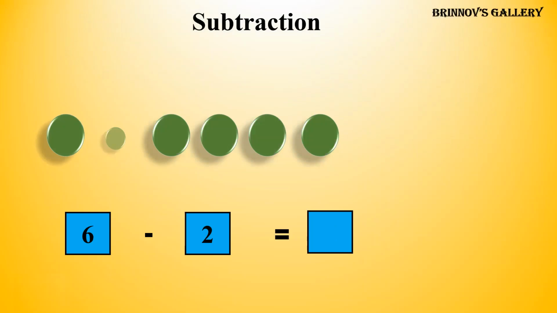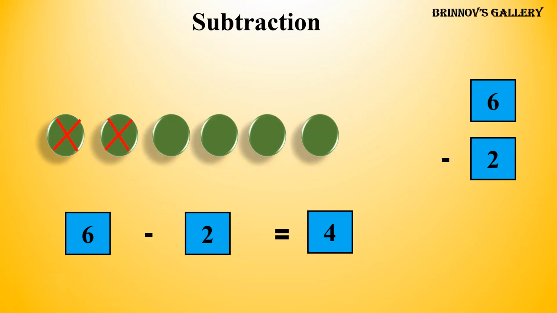1, 2, 3, 4, 5, 6 minus 1, 2 is equal to 1, 2, 3, 4. 6 minus 2 is equal to 4.